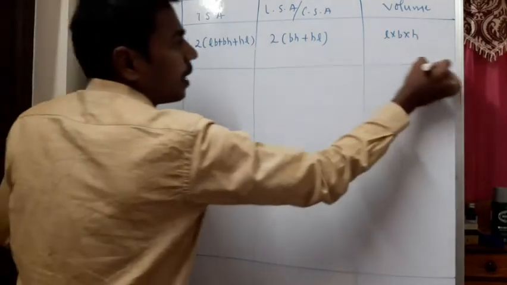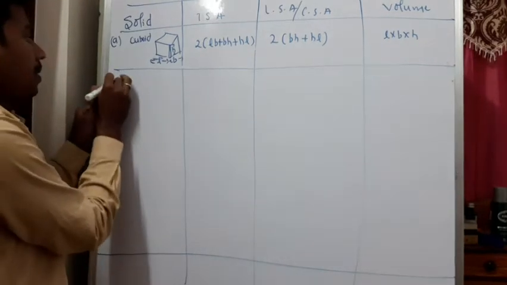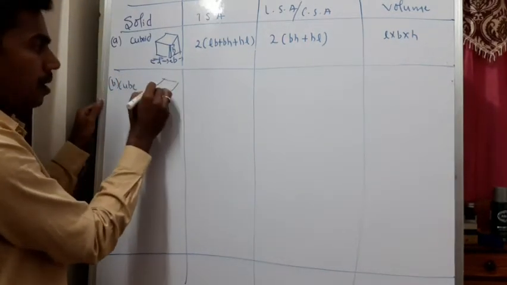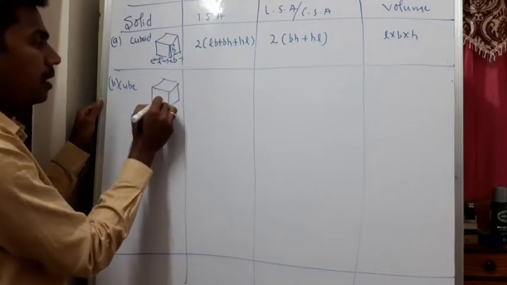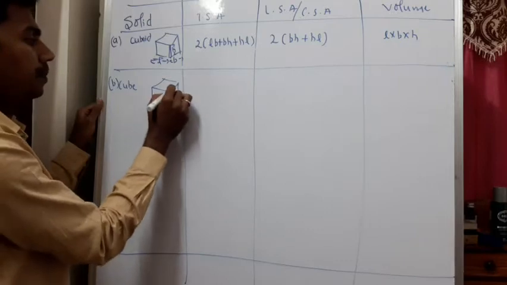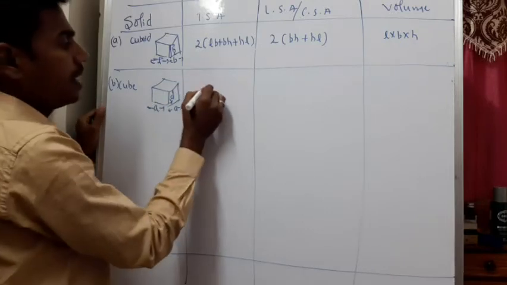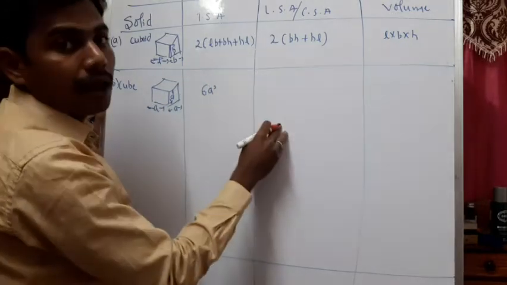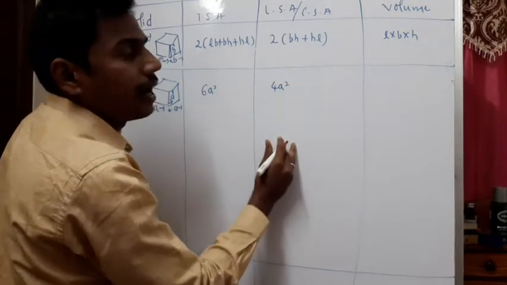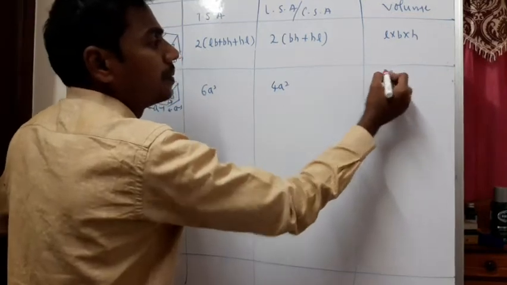Fine. Next, cube. In case of cube, all the edges will be equal, that is A. So total surface area is 6A square, lateral surface area is 4A square, and volume will be A cube.